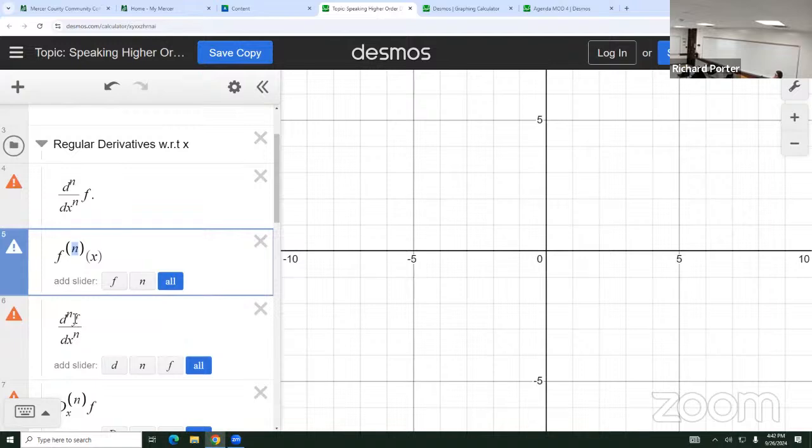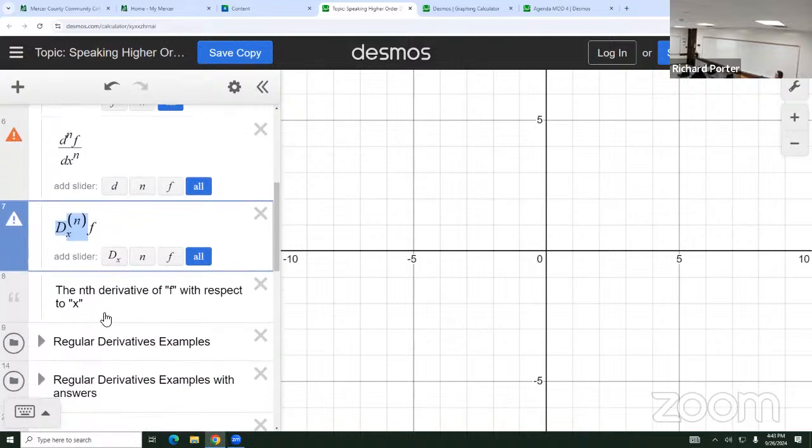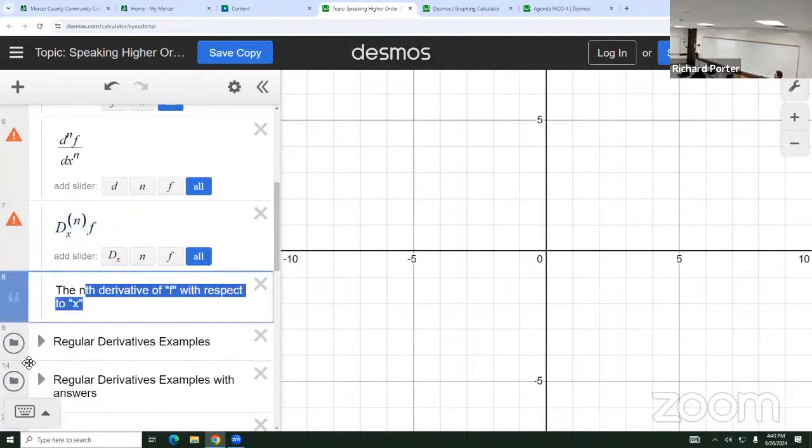You know what else I didn't include? Sometimes they use Roman numerals. So I put f to the roman numeral IV, which means the fourth derivative. I forgot all about that. That is used in calc too. This is another notation for the nth derivative, and this is another notation for the nth derivative. So all of them just mean the nth derivative of f with respect to x.